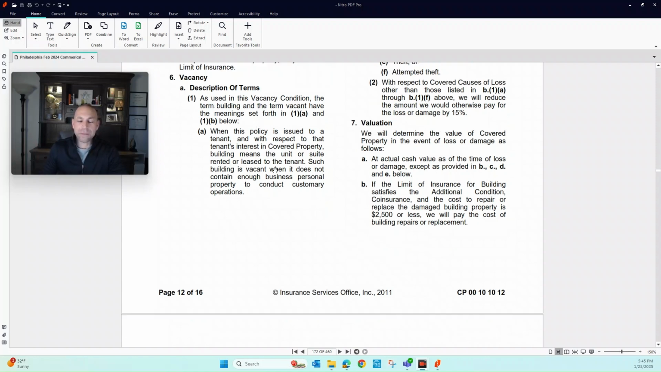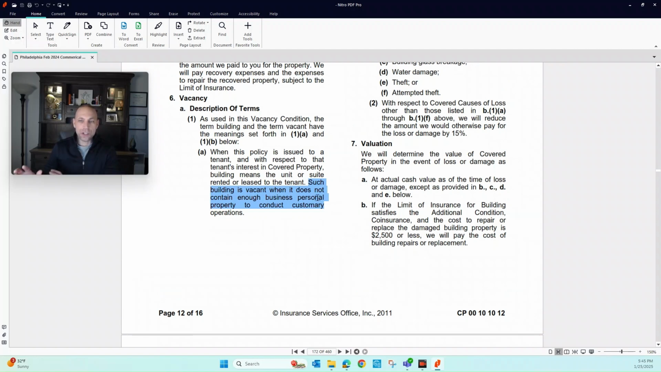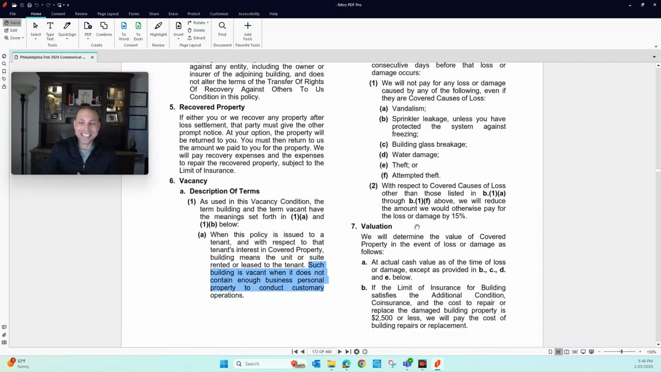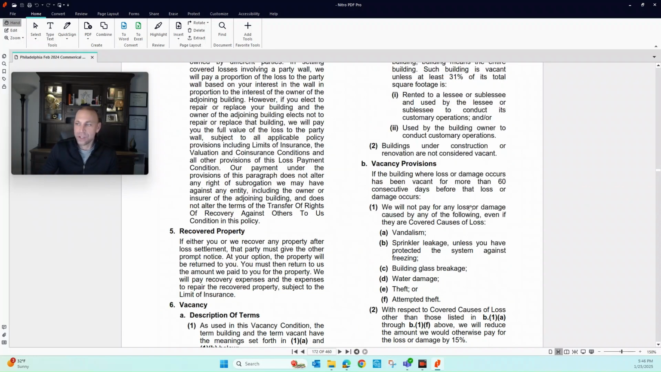How this insurance policy defines it is, if you're a tenant, the building is vacant when it does not contain enough business personal property to conduct customary operations. So if it's an office, let's say, is there enough chairs, monitors, copiers, all those things to conduct business operations? If not, it may be deemed vacant and the policy changes the coverage. If it has enough there, by definition, it's not vacant. So the policy is normal, everything else remains the same, no issues.